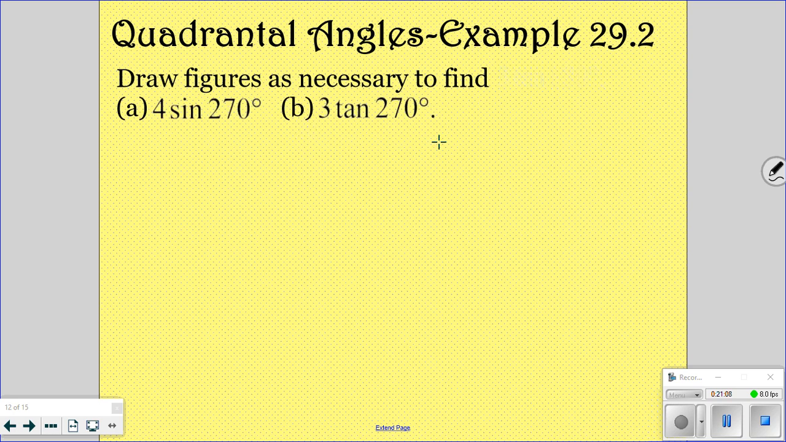Okay, now we're going to draw figures as necessary to evaluate these. So again, you don't really want to draw figures. You want to be able to visualize it using your unit circle. So you want to be able to do it in your head, but right now, look at your unit circle. So let's go back and look at sine of 270.